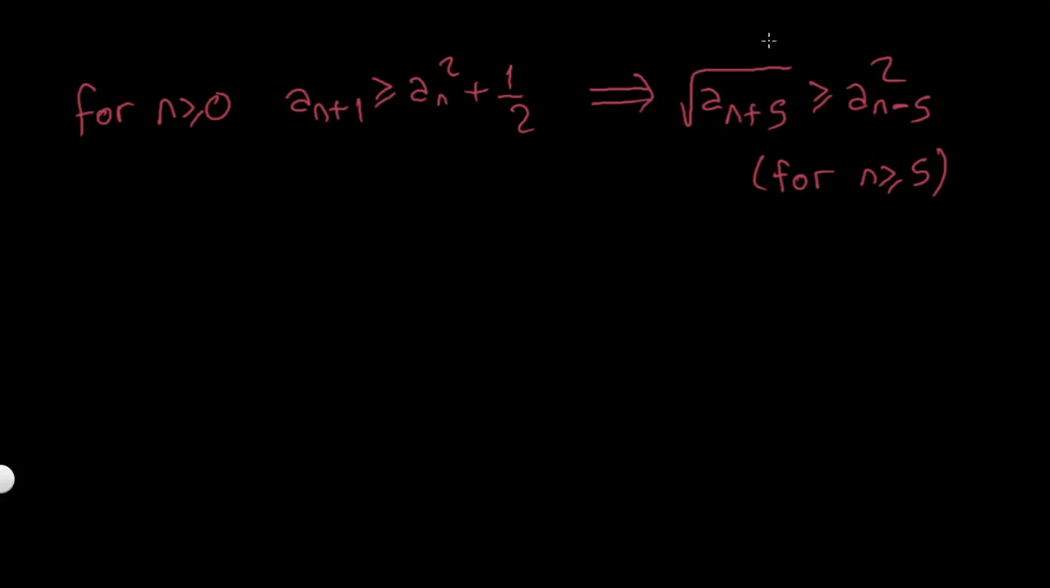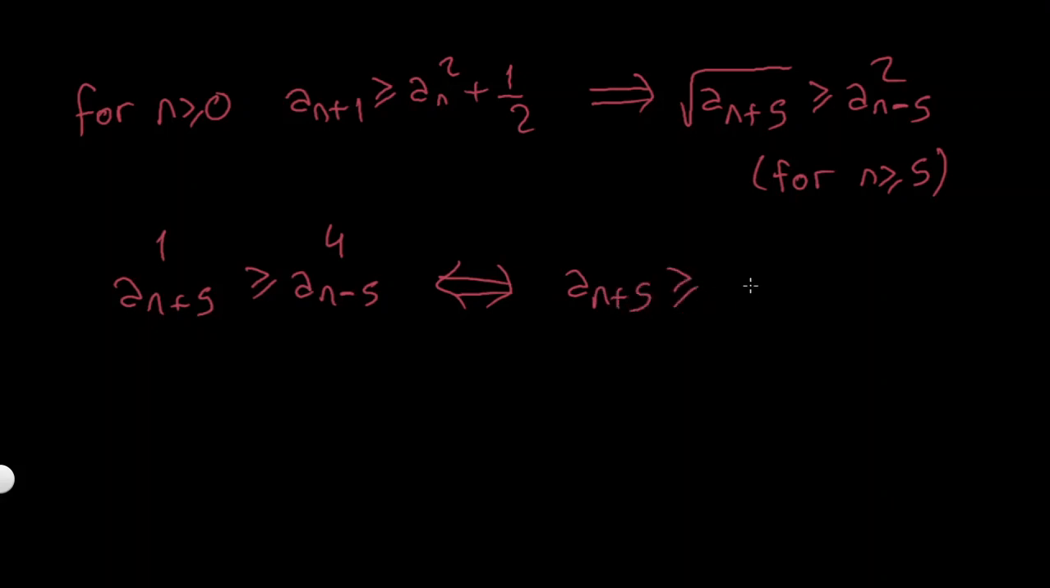So let's square both sides. Okay, this is what I want to show: a_{n+5} is greater or equal than (a_n minus 5) to the fourth power. So if you look here, I'm going from plus 5 to minus 5, which is a 10 difference, and I'm going from the power of 1 to 2. So this is actually equivalent to saying that a_{n+5} is greater or equal than a_n squared.